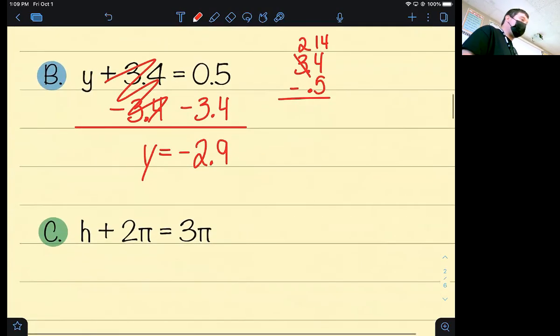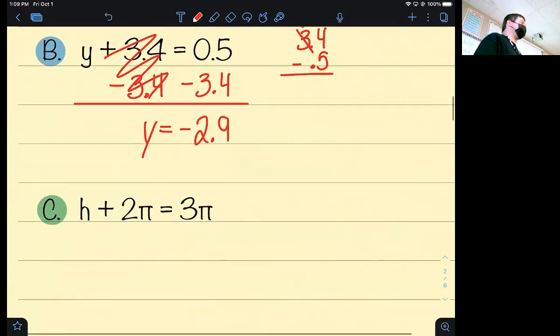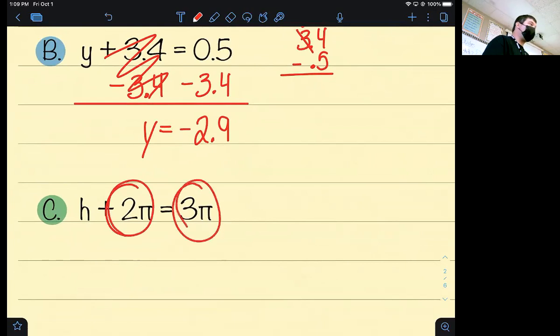Example C. Now this one looks interesting. You don't see too many equations that have pi symbols in them. Well, coming from our last chapter, we know it's possible to write an answer in terms of pi. Both these constant terms are written in terms of pi. We can't see this equation as having two different variable terms. Pi is not a variable, pi is a number. So these two terms right here are both constant terms. There isn't a variable there.